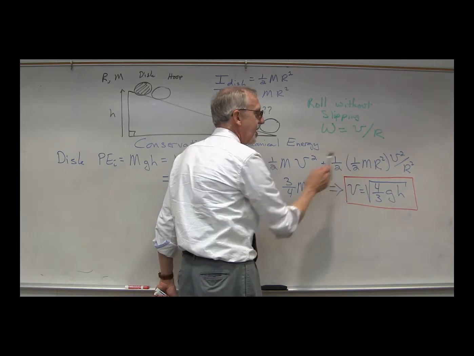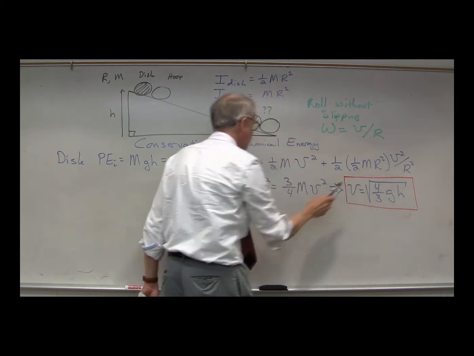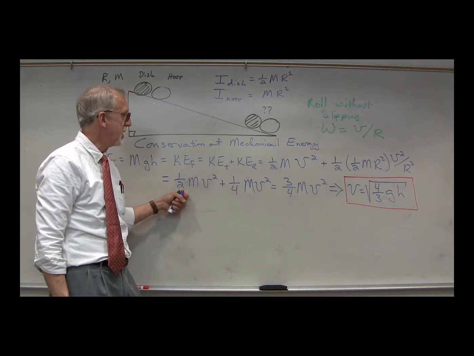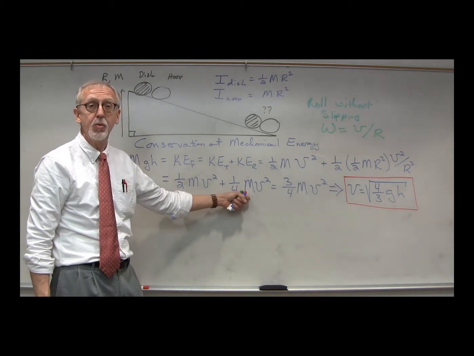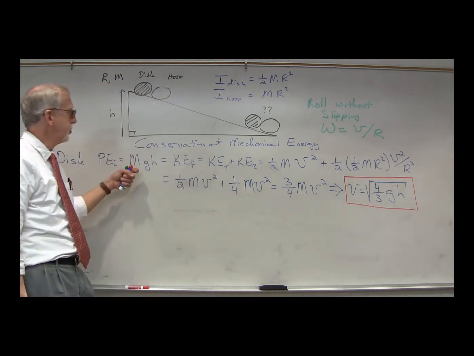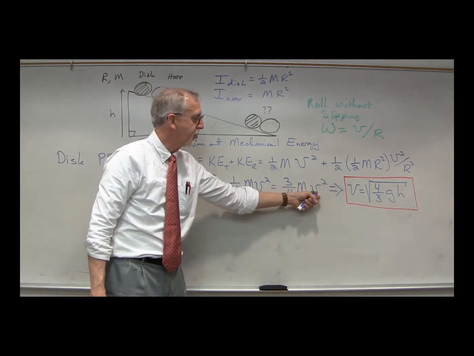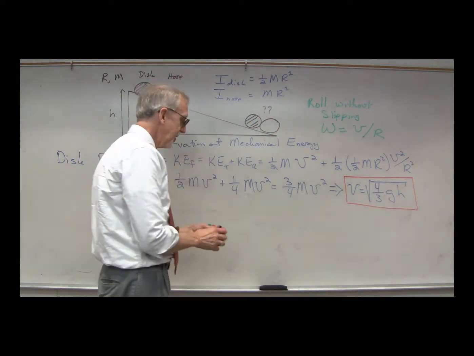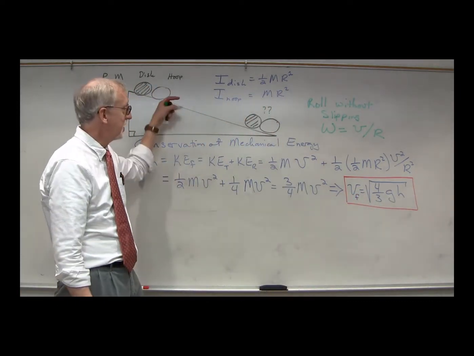And here we have 1/2 times a half, or 1/4. The r squareds cancel. We have 1/4 mv squared. So the total final kinetic energy is 1/2 mv squared, the translational part, plus 1/4 mv squared, the rotational part, to give us 3/4 mv squared. Equating that to mgh, dividing both sides by m, multiplying by 4/3, taking the square root, we have v equals the square root of 4/3 gh. And that will be the final velocity of the disk when it reaches the bottom of the incline.